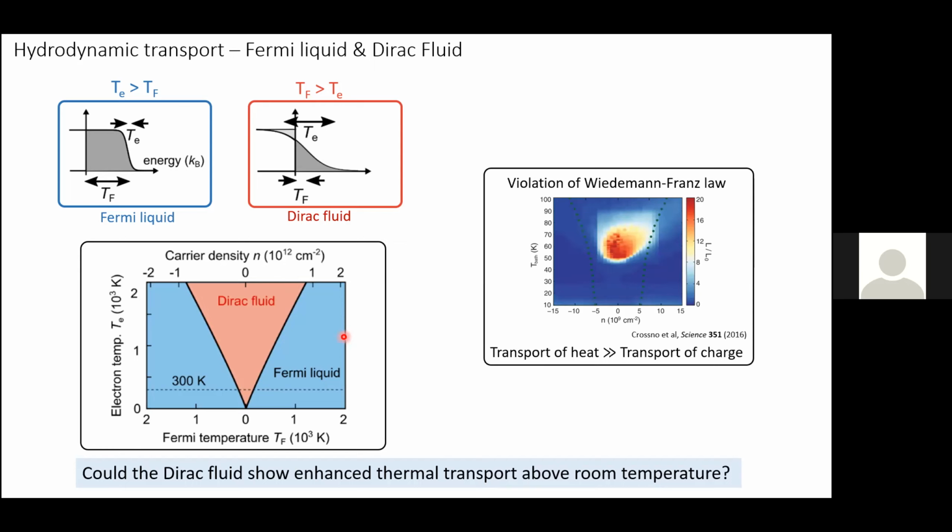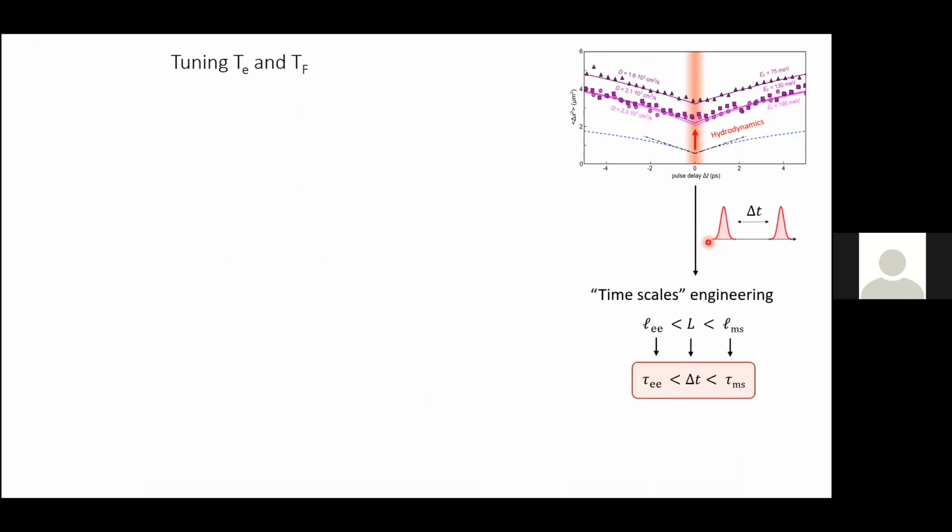So the question is, can this Dirac fluid show an enhanced transport above room temperature? Because this was here at cryogenic temperatures and at very small carrier densities. But now we play this trick of going to high carrier temperatures, and then we can do it at intermediate densities. So now we do this timescales engineering. So it's not geometric engineering.